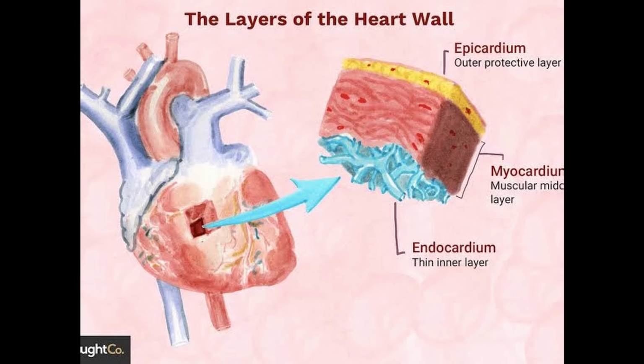Now we discuss the layers of the heart wall. As you can see on the diagram, there are three layers of the heart wall: the epicardium, which is the outer protective layer; the myocardium, which is the muscular middle layer; and the third one is the endocardium, which is a thin inner layer. So these are the layers of the heart wall.